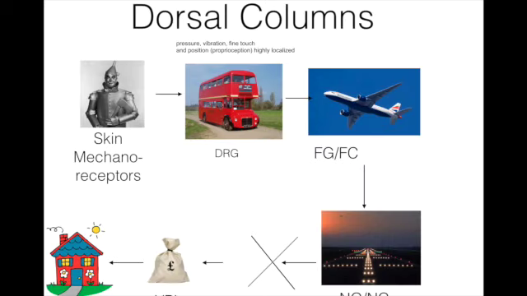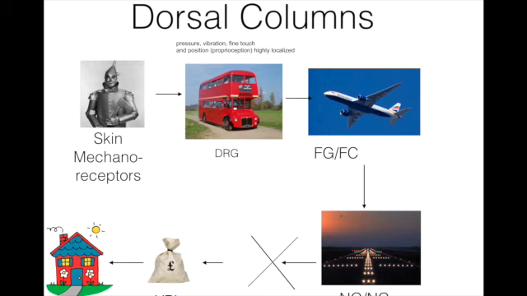Okay, so the first spinal cord pathway we're going to talk about today is the dorsal column system, and this carries pressure, vibration, fine touch, and proprioception, which is highly localized. So skin mechanoreceptors pick up the information and project it to the dorsal root ganglion. From the dorsal root ganglion, it travels in the fasciculus gracilis or fasciculus cuneatus, depending on whether it's above or below T6. Above T6, fasciculus cuneatus. Below T6, fasciculus gracilis.